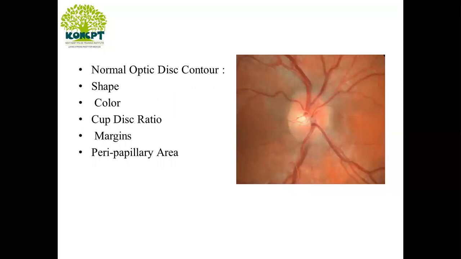In a normal optic disc, the disc is vertically oval or spherical in shape. This is the optic disc, and this is the optic cup. The cup disc ratio is normally about 0.3 to 0.5, and 0.2 to 0.3 in this patient. It is pink in color due to the surface capillaries present over the optic disc. The optic disc is nothing but the optic nerve head seen through fundus examination. The margins are well defined, and the peripapillary area usually contains some atrophic changes or folds depending on the condition.